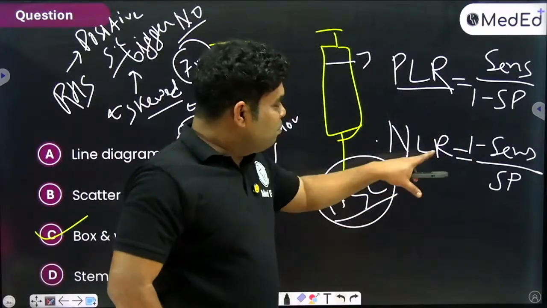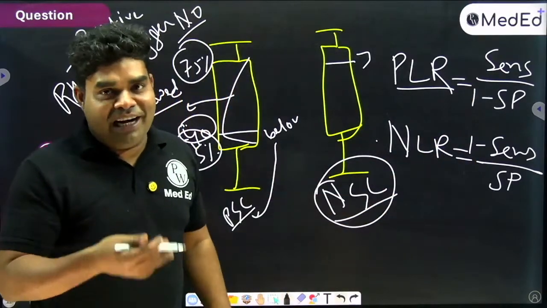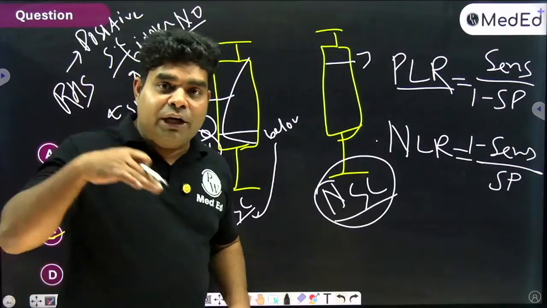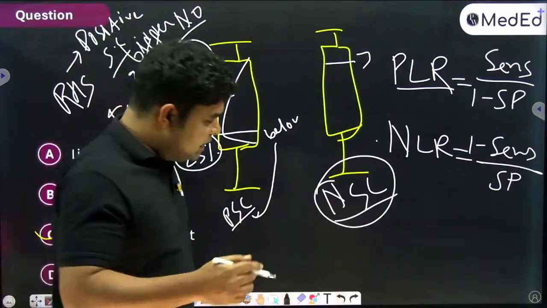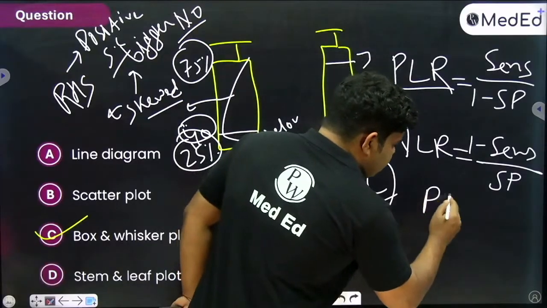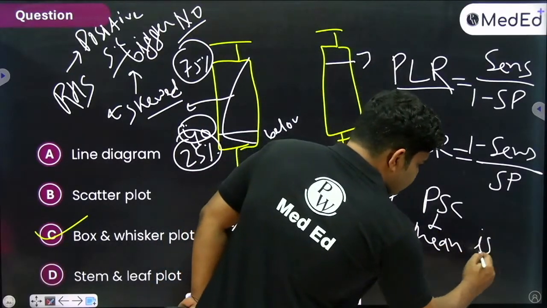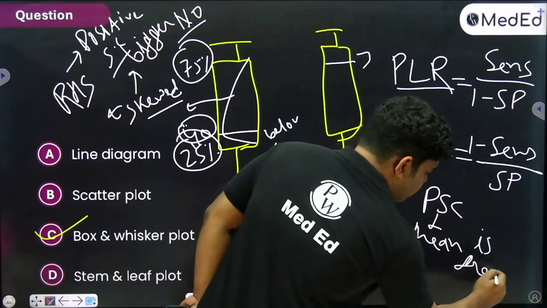Put bar above, negative likelihood ratio, negative skewed curve. One more question from this part is skewed curve. They ask the sequence of mean, median, mode, which one is the sequence? The sequence is very easy to remember. Positive skewed curve, mean is greatest. Just remember this part. Positive skewed curve, mean is greatest.